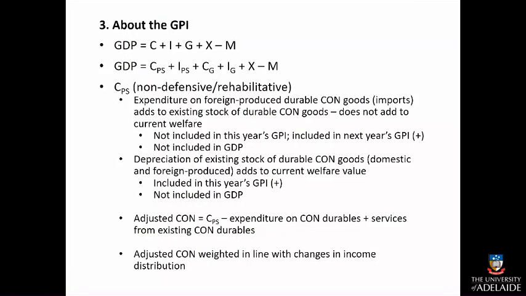Then there's the depreciation of the existing stock of consumer durables, domestic and foreign produced. It doesn't matter when you're talking about the GPI. This adds to current welfare. So think of this. At the beginning of a particular year, you've got a stock of consumer durables, which you'll be using during the year, which will provide services. That's added in the case of the GPI. Any new durable consumption goods purchased are not counted in the GPI, because they're just adding to the stock of consumer durables, some of which you're wearing out whilst you're using them in the current year.